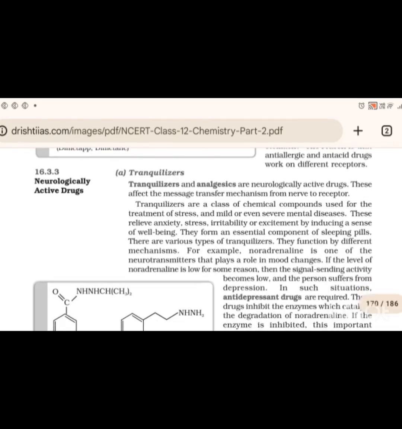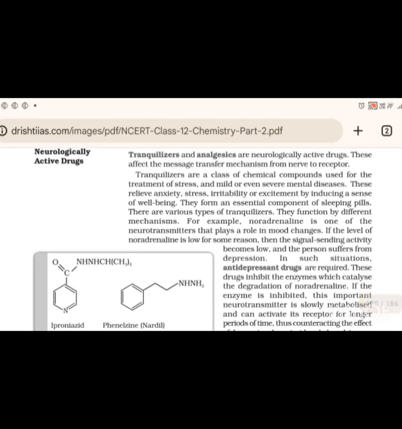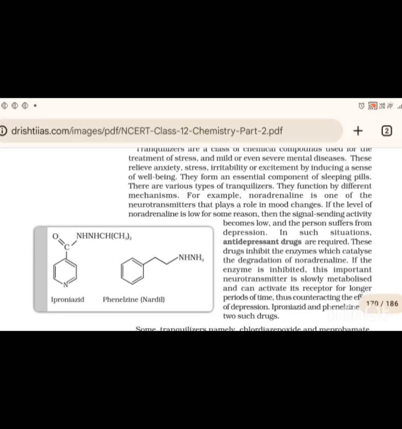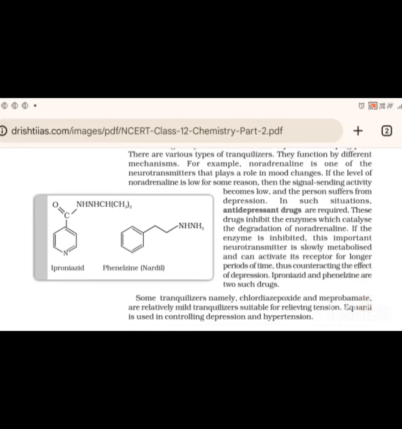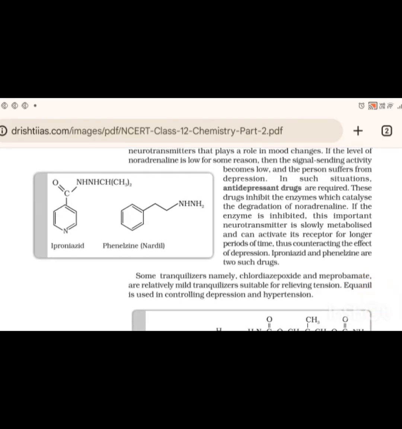For example, noradrenaline is one of the neurotransmitters that play a role in mood changes. If the level of noradrenaline is low for some reason, then the signal sending activity becomes low and the person suffers from depression. In such situations, antidepressant drugs are required. These drugs inhibit the enzymes which catalyze the degradation of noradrenaline. If the enzyme is inhibited, this important neurotransmitter is slowly metabolized and can activate its receptor for longer periods of time, thus counteracting the effect of depression. Iproniazid and phenelzine are two such drugs.